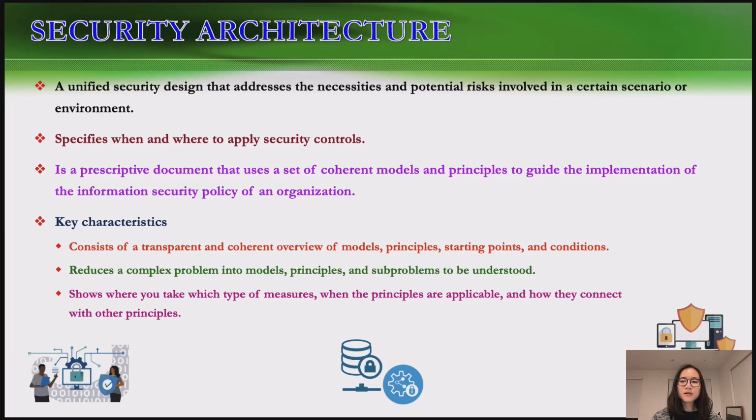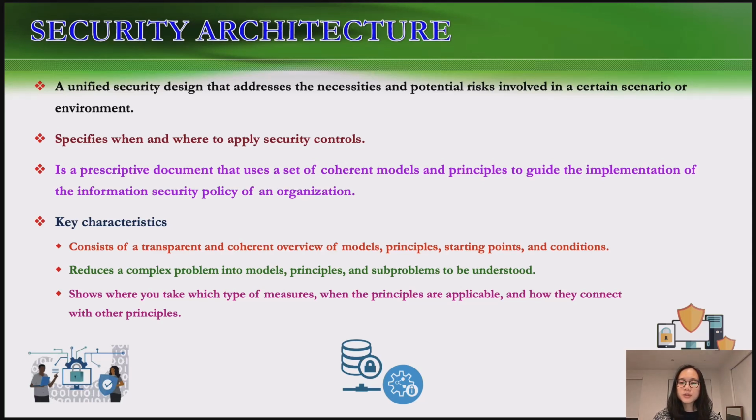In a security architecture, the design principles are reported clearly, and in-depth security control specifications are generally documented in independent documents. A security architecture has three key characteristics. First, it consists of a transparent and coherent overview of models, principles, starting points, and conditions that give a concrete interpretation of the information security policy, usually without speaking in terms of specific solutions.